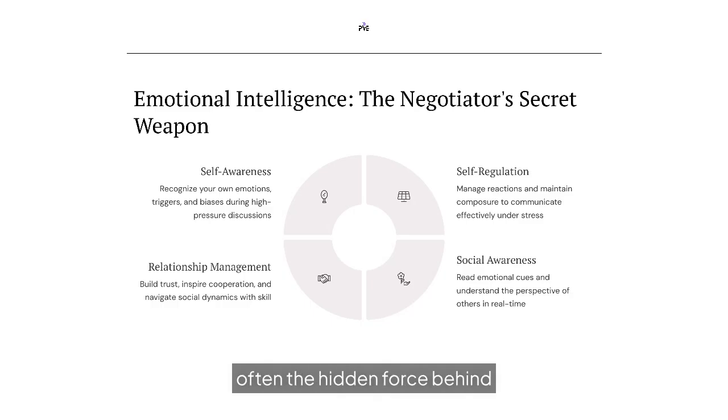Emotional intelligence is often the hidden force behind the most effective negotiators. It's not about controlling others. It's about mastering yourself first. The ability to understand and manage your own emotions while empathizing with others transforms negotiation from a battle of positions into a bridge of understanding.